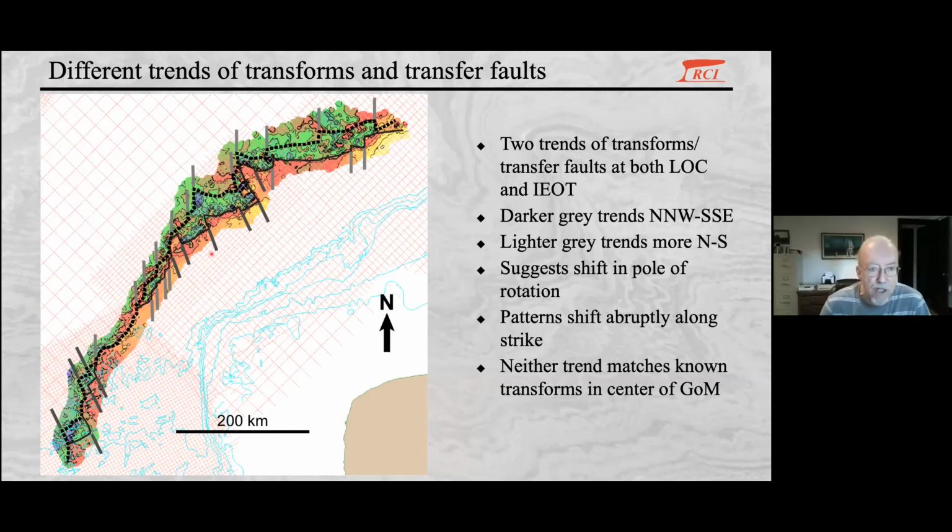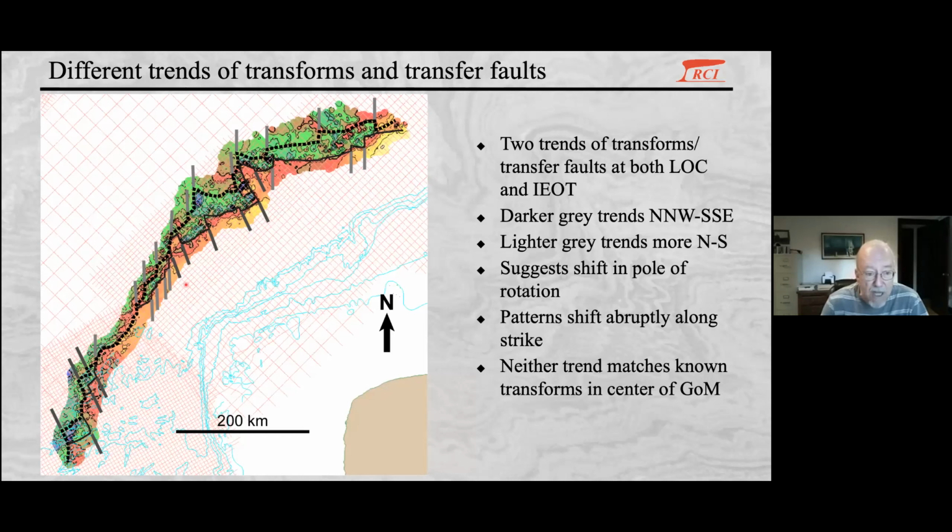Now, there are different trends of transforms and transfer faults, and I show them in these gray lines. There is a trend that is more north-northwest, south-southeast, that's shown in the dark gray. And then there's a trend that's more north-south, shown in the light gray. And what it does is suggest that there was a shift in the pole of rotation during rifting and during early spreading. Notice that the patterns don't shift gradually along strike as you would get with a nearby pole. There are just abrupt jumps in the patterns.